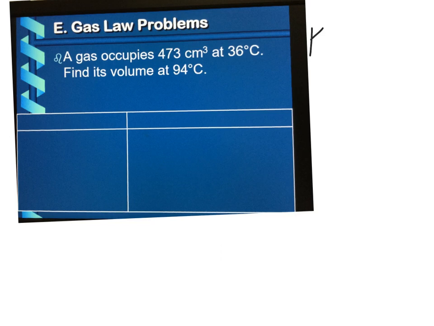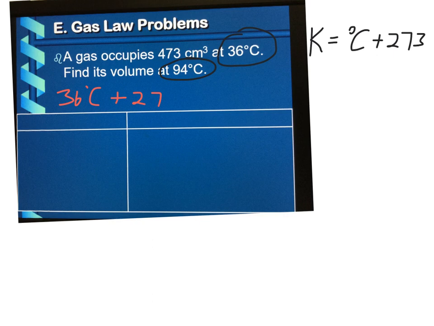Okay, to get Kelvin, whatever your Celsius is, you're going to add 273. That's going to be your conversion, okay? So here, I can already see two that are going to need to be converted, right? That 36 Celsius. You're going to add the 273. Go ahead and do that now.